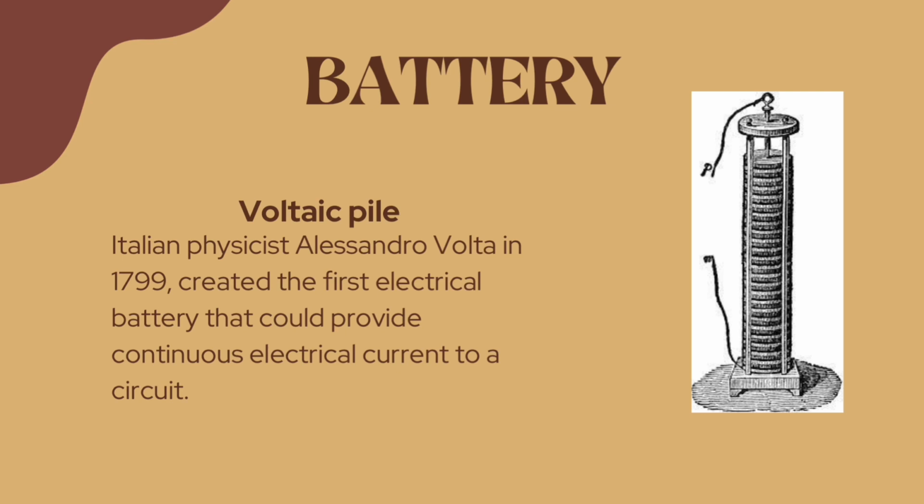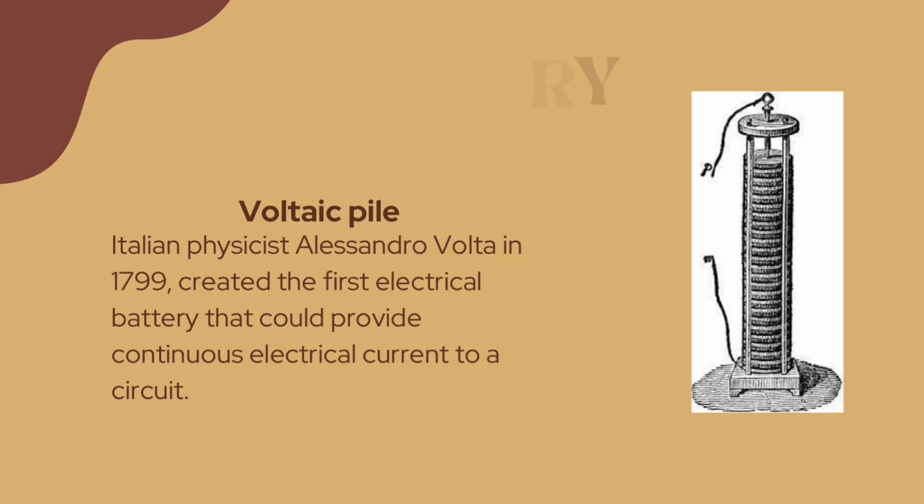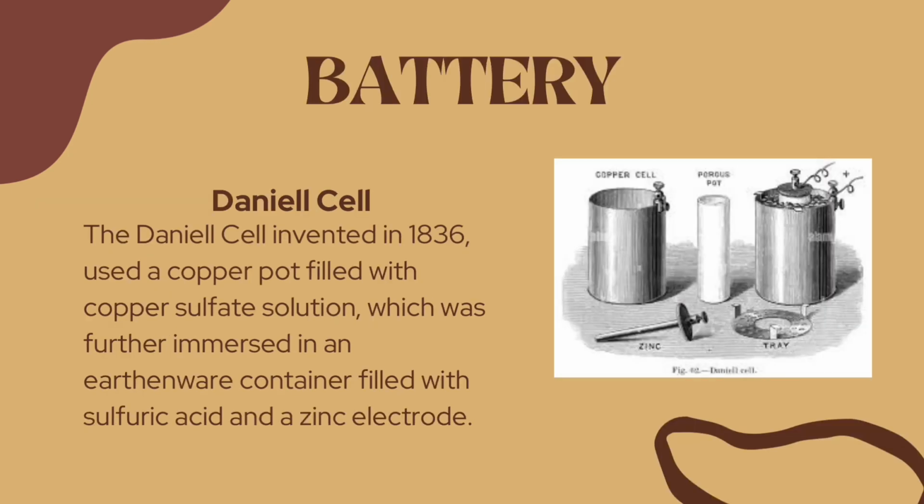Italian physicist Alessandro Volta in 1799 created the first electrical battery that could provide continuous electrical current to a circuit. The second invention of battery is the Daniell cell. The Daniell cell, invented in 1836, used a copper pot filled with copper sulfate solution, which was further immersed in an earthenware container filled with sulfuric acid and a zinc electrode.